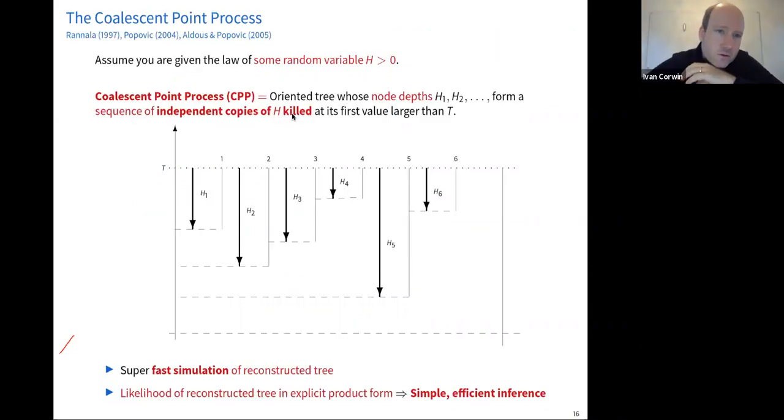So how is the distribution of H chosen, or is that what we're trying to infer? Yeah. So yeah, sorry if it was not clear.